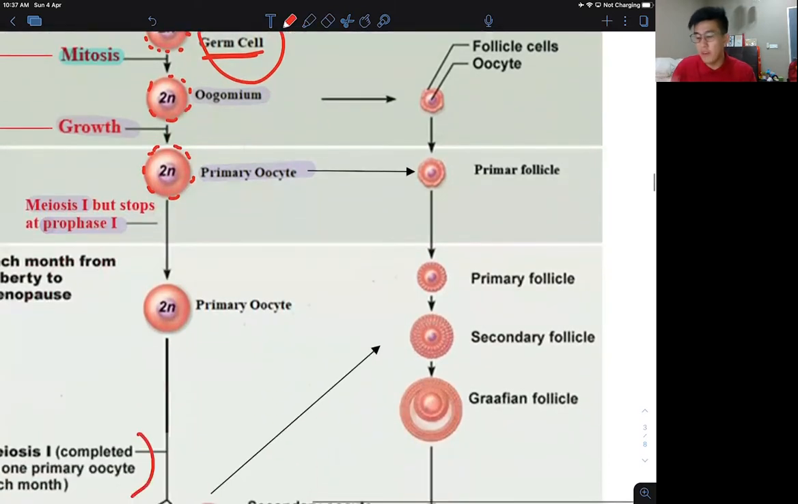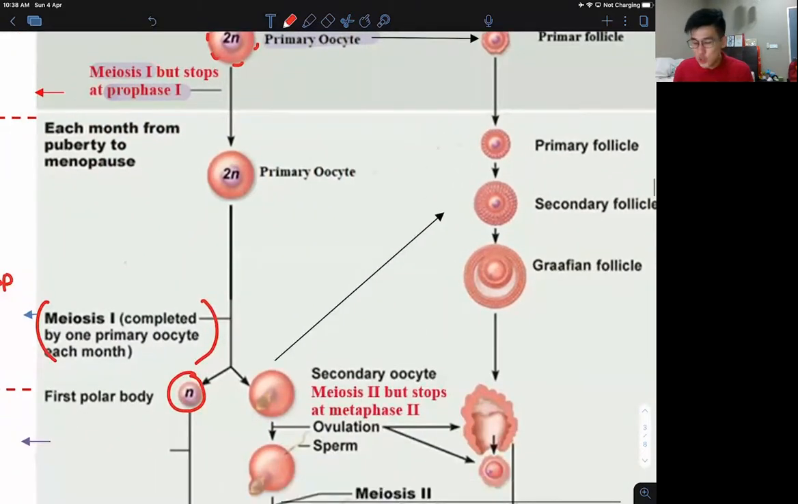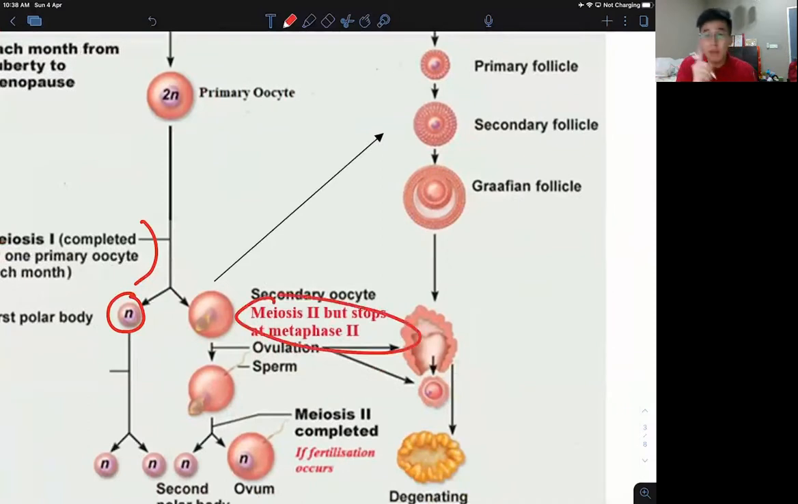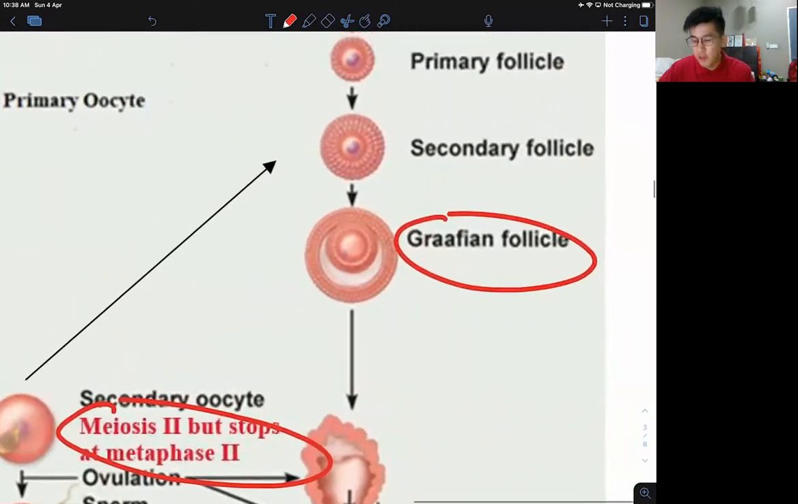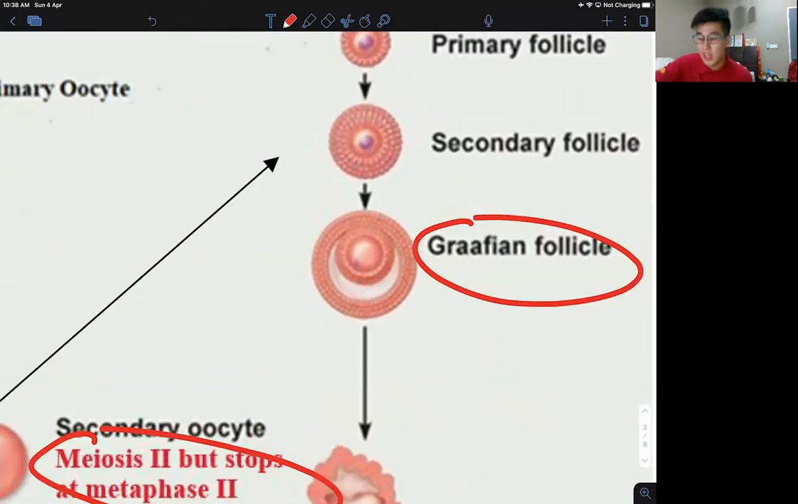For example, when primary follicle becomes secondary follicle, then only the primary oocyte can undergo meiosis and finish meiosis 1. Now, as soon as I stop at metaphase 2, meiosis 2, the secondary follicle, which is surrounding the secondary oocyte, will become a Graafian follicle. The difference is that the Graafian follicle is a slightly more mature follicle. So you can see even the structure is different, whereby the Graafian follicle has more space inside it. Very easy to recognize in your exam questions.